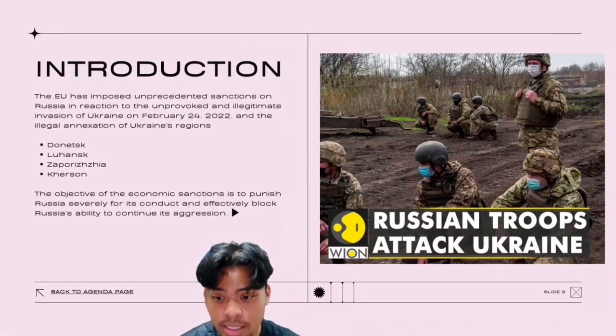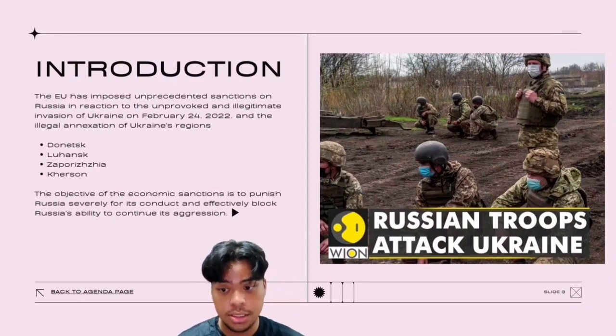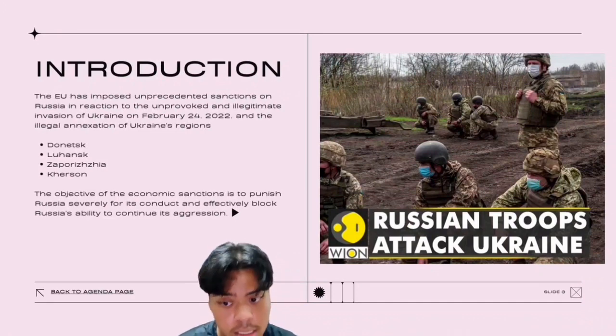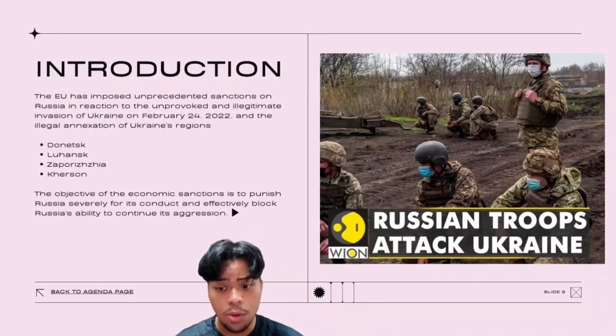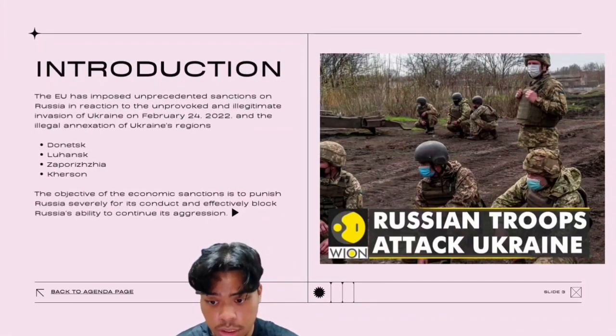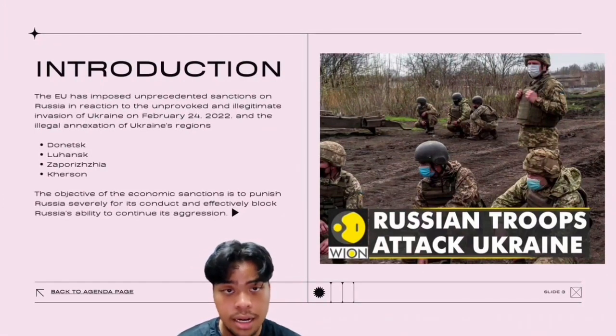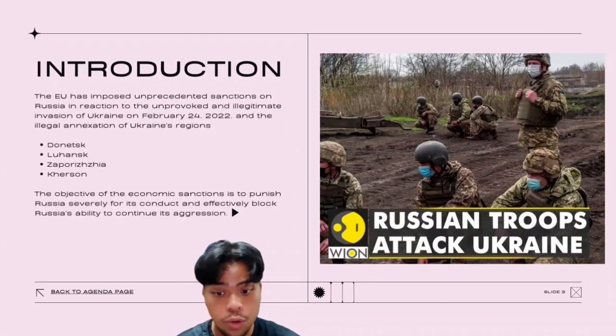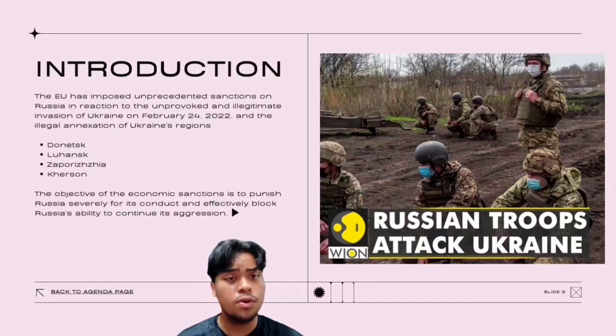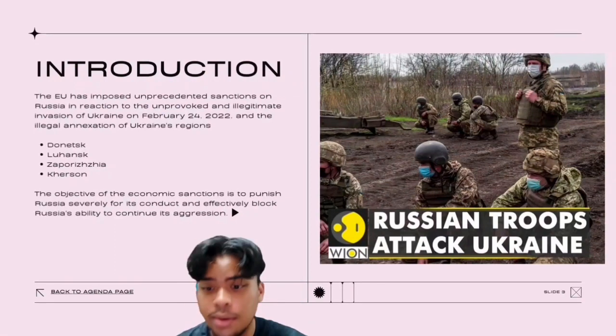Okay, so the EU has imposed unprecedented sanctions on Russia in reaction to the unprovoked and illegitimate invasion of Ukraine on February 24, 2022, and the illegal annexation of Ukraine's regions, which are Donetsk, Luhansk, Zaporizhia, and Kherson. The objective of this economic sanction is to punish Russia severely for its conduct and effectively block Russia's ability to continue its aggression. So, let's move on to the definition of that.